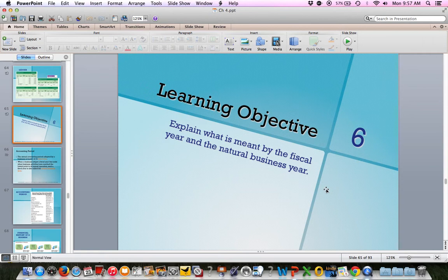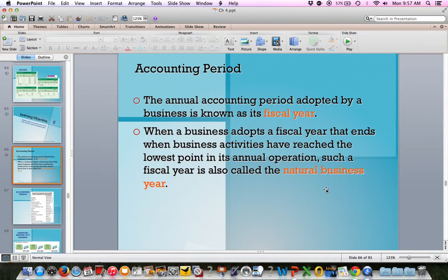Okay, let's talk next about an accounting period, or a fiscal year, or a natural business year. An accounting period is simply an amount of time. The annual accounting period of a business is its fiscal year. A lot of for-profit businesses will typically go with January 1 to December 31st. Every for-profit business I ever worked for did it that way. But USF is a nonprofit, so its fiscal year is just 12 consecutive months, which starts July 1st, which is pretty common for a lot of nonprofits. So your fiscal year can be a calendar year or simply 12 consecutive months.